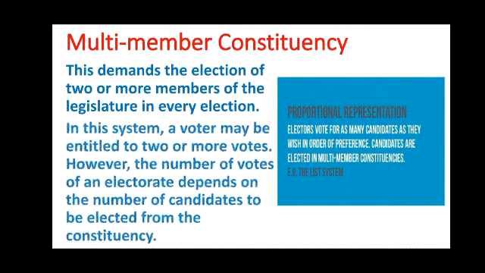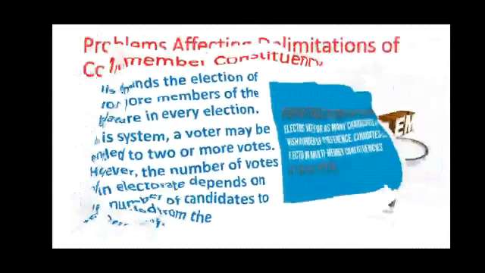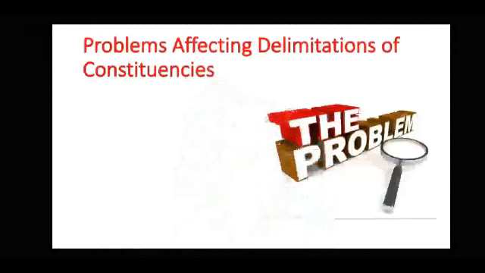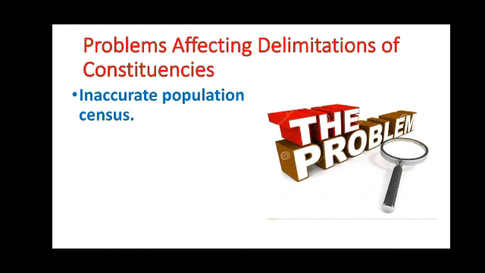Now, there are problems affecting the delimitation of constituencies. What are these problems? Among the various problems affecting the delimitation of constituencies include inaccurate population census. Most of the census conducted in some countries like Nigeria have not been reliable and can negatively affect constituency delimitation.